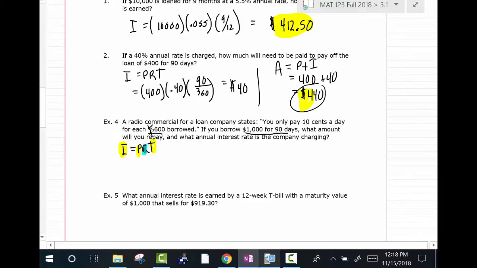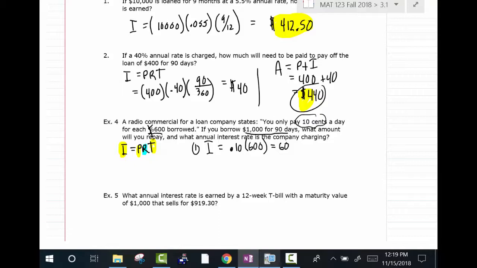If you've got an equation, you want to make sure that you have only one unknown, and if you do, you can figure it out. So the first thing we're going to do is figure out what the interest is. Well, they say that you pay 10 cents a day for each 600 that you borrow. So if you take 10 cents times 600, on your calculator that would give $60. That would be the interest on that $600.